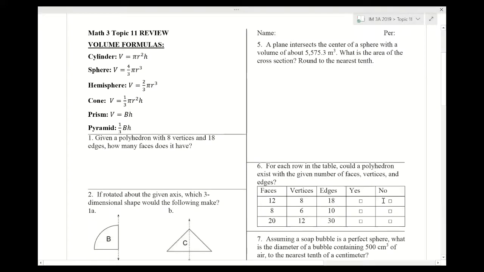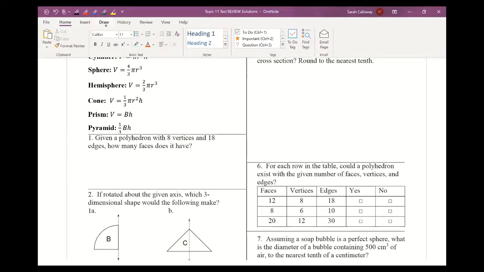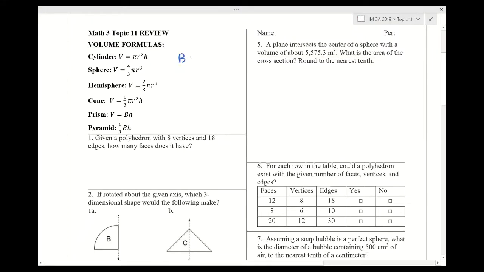This video is going to go through the topic 11 test review. Notice that there are formulas written at the top: cylinder, sphere, hemisphere, cone, prism, and pyramid. Those are the only formulas that are given. Remember that for any formula that has B in it, that means the area of the base.